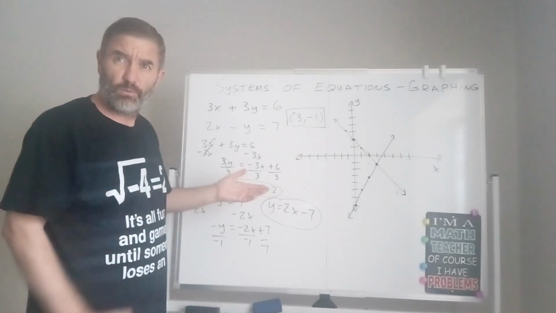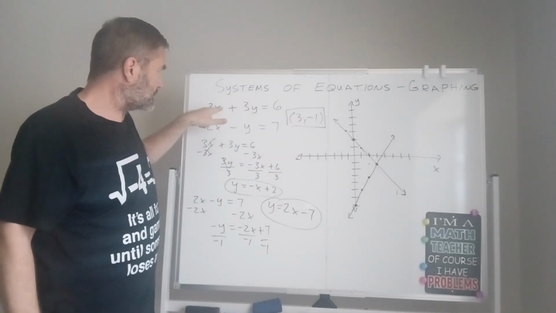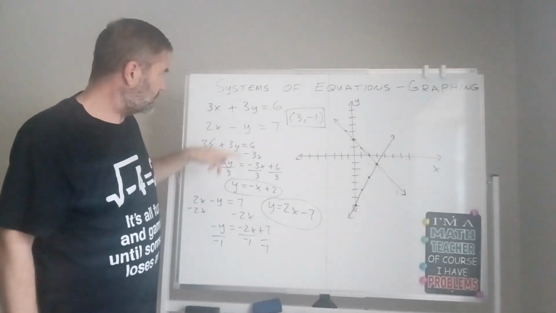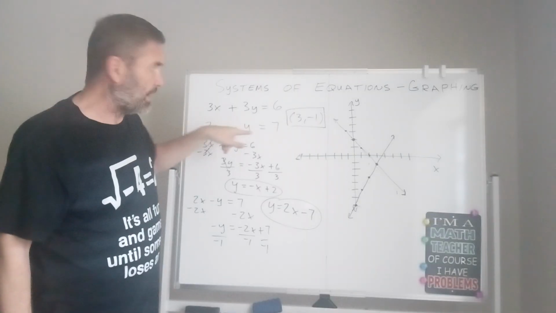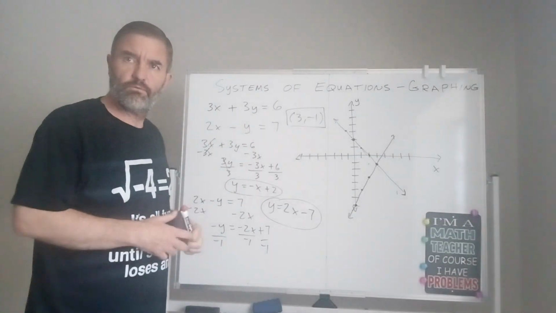If you need to write them out because you can't see what I just did, please write it out. Just plug 3 in for X, -1 in for Y. Make sure that when you do the math there, you get 6. Same thing on this side. 3 in for X, -1 in for Y. Make sure when you do the math, you get 7. And there you go. And that's how you solve with graphing.